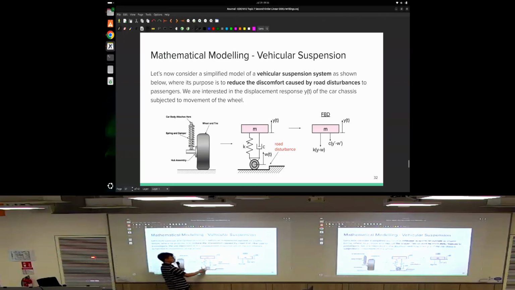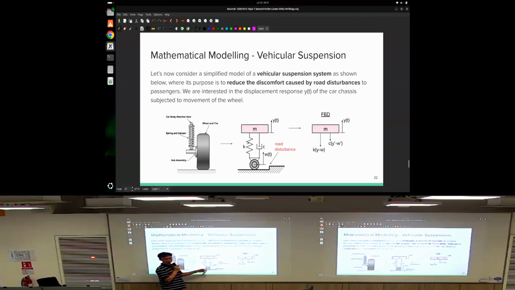If y is less than w, then obviously there's compression. So if y is less than w, then this term will be negative, right? So if this is negative, then it will be pointing up instead. So therefore, everything makes logical sense. Yes, correct. Oh, how does it move up, like in the first place, right?